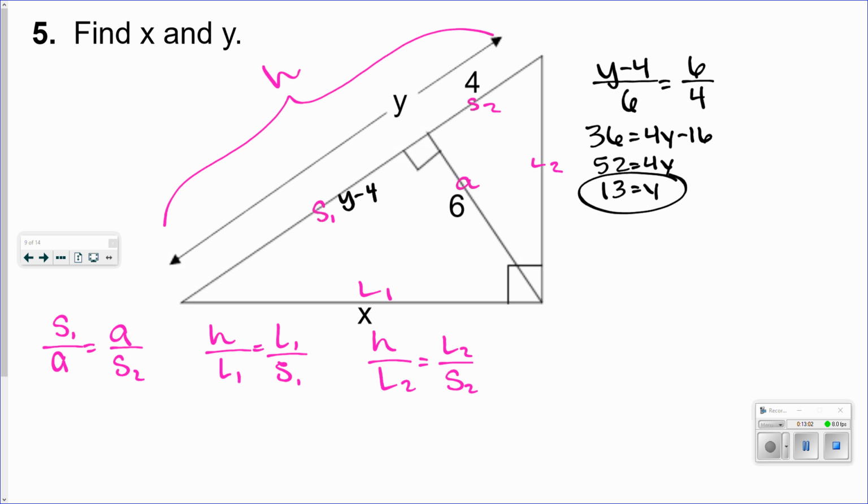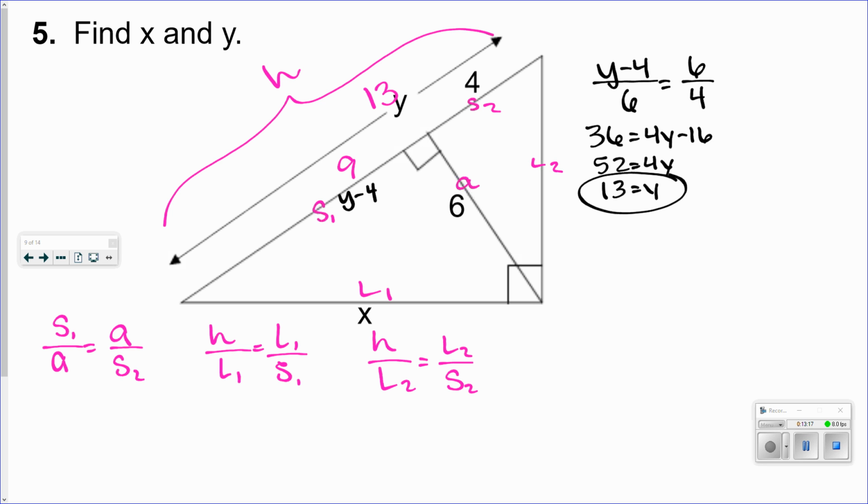Y is 13. That's good. Okay, so now we know our hypotenuse is 13. Helpful. That also means that this segment 1 would be 9, right? So now we're solving for x.